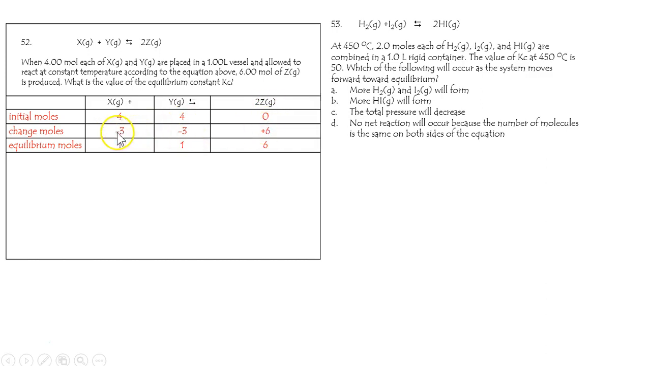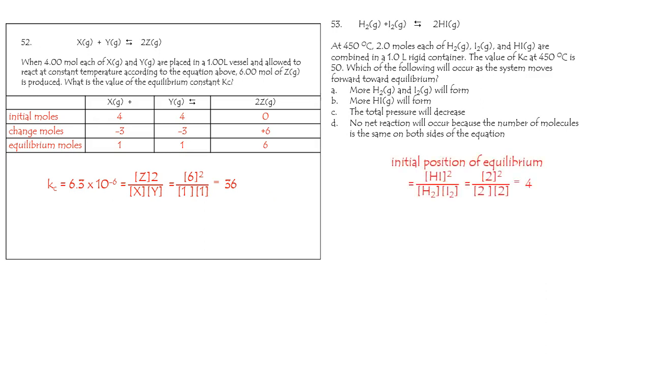These each must go down by 3, being reactants, and only half of the number of molecules react. So we have final values of 1 molar, 1 molar, and 6 molar. Plugging into the equilibrium constant expression, don't forget to square it. That should be an exponent, is 6 squared, which is 36, a nice, healthy equilibrium constant.